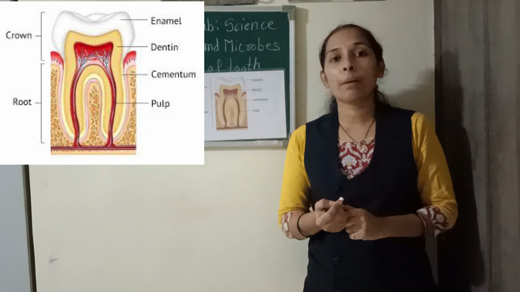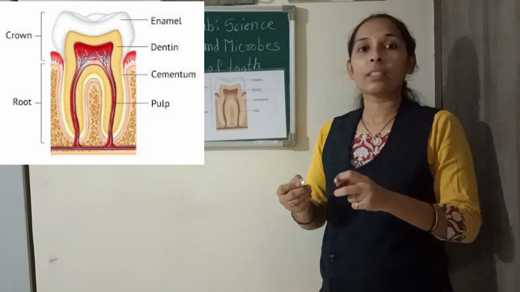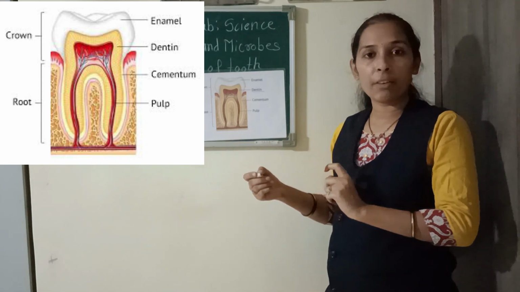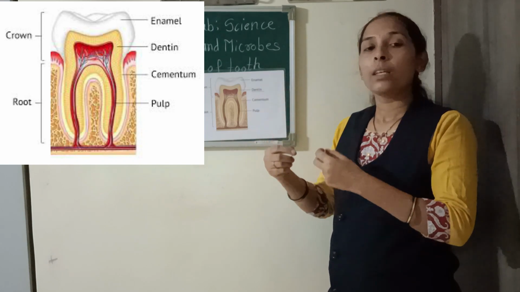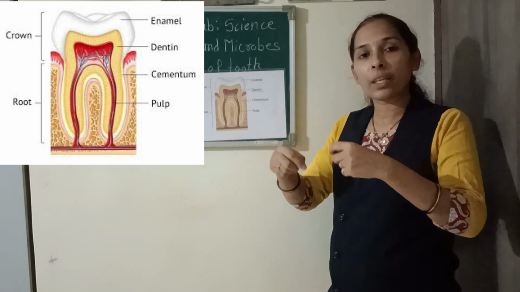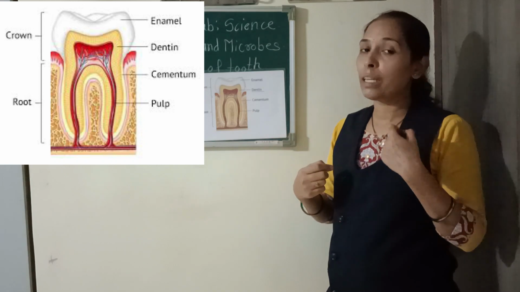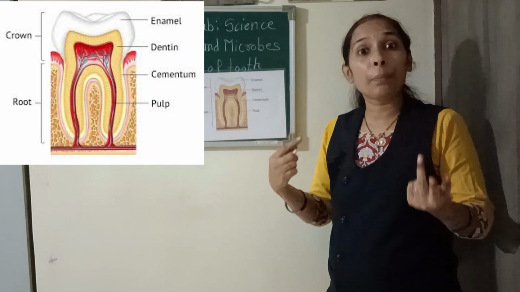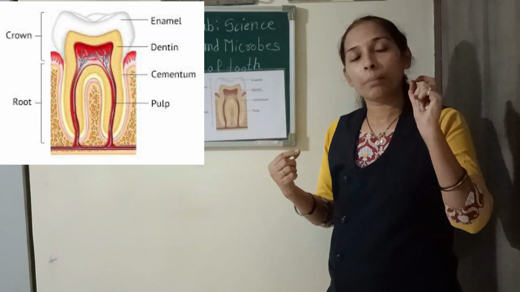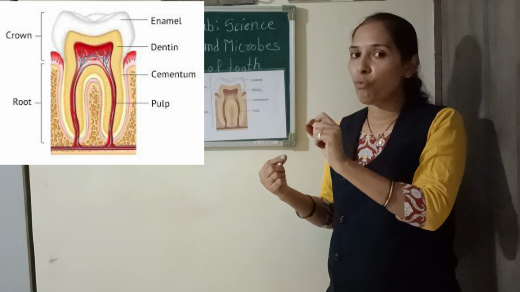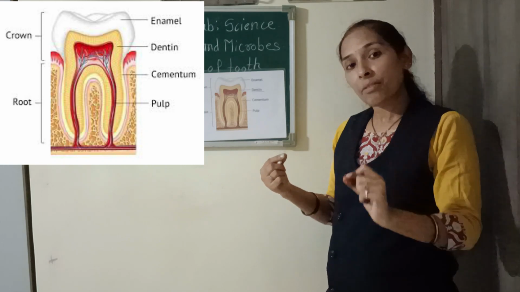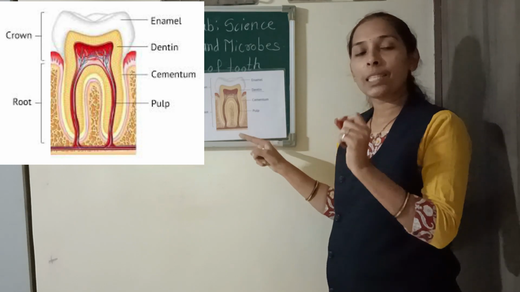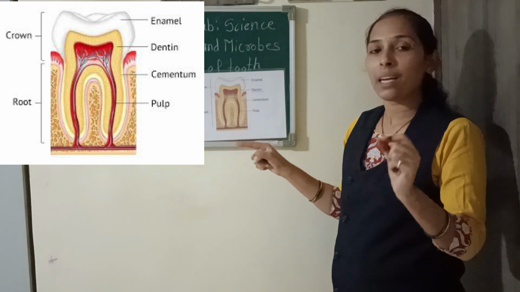And a very interesting thing about the pulp is that it contains different types of nerves and blood vessels. Blood vessels means that through them the blood can move in our body, or in our mouth. Throughout our body there is blood, and it is present because of the blood vessels. Like that, blood vessels are present in the mouth also, in the pulp. So the pulp contains the blood vessels and nerves.